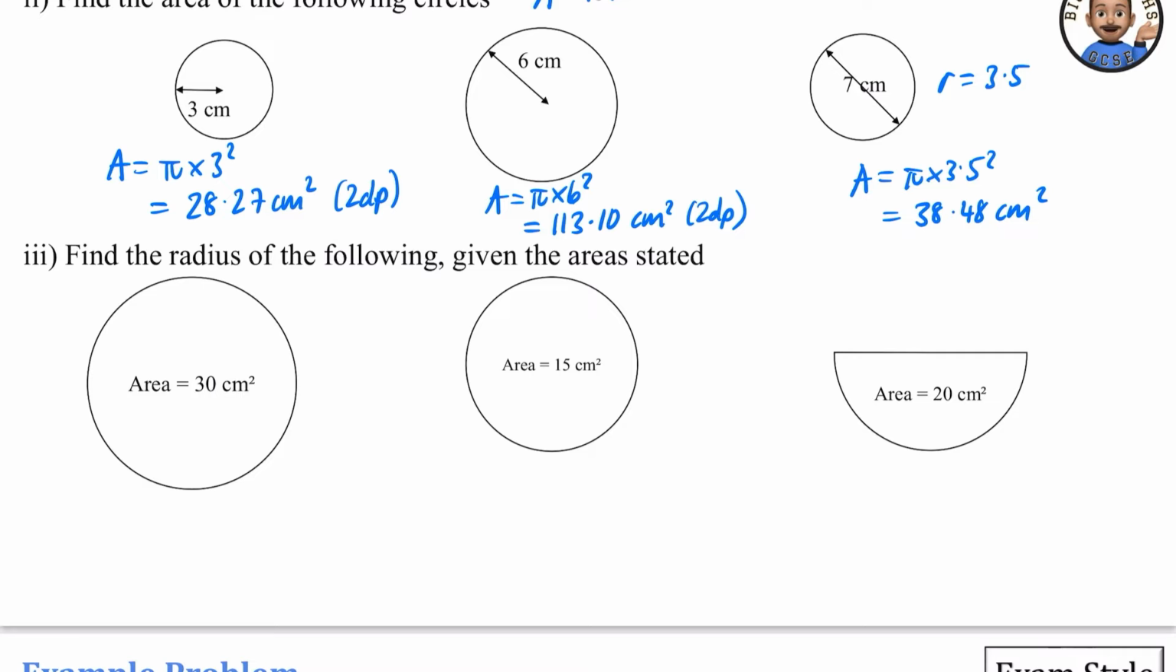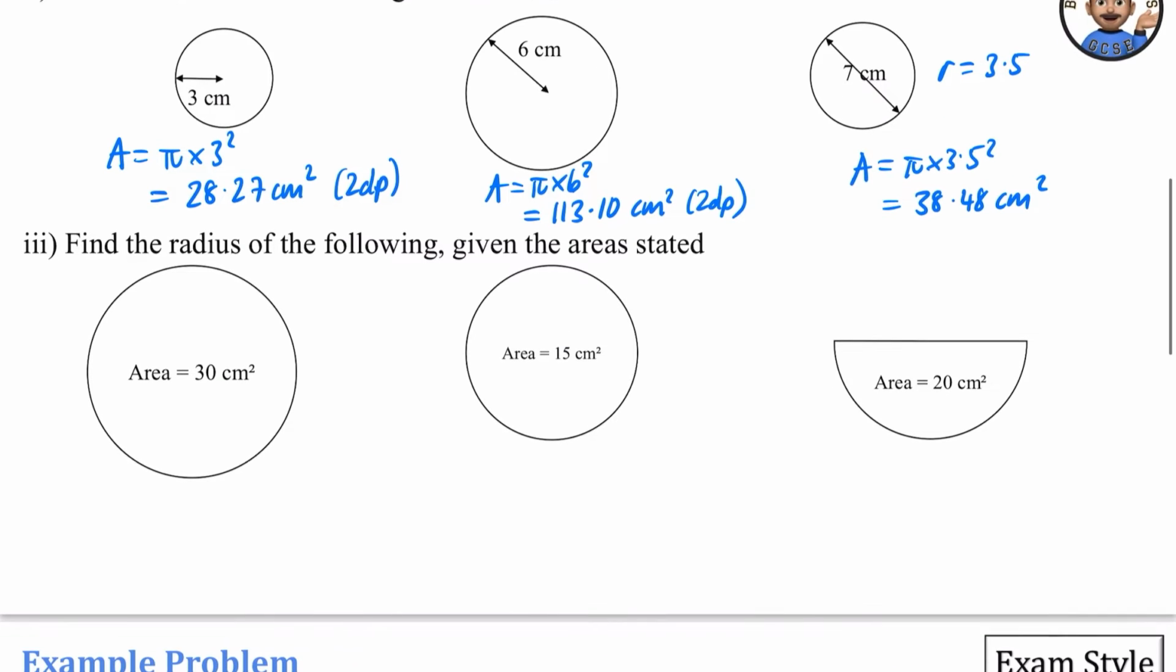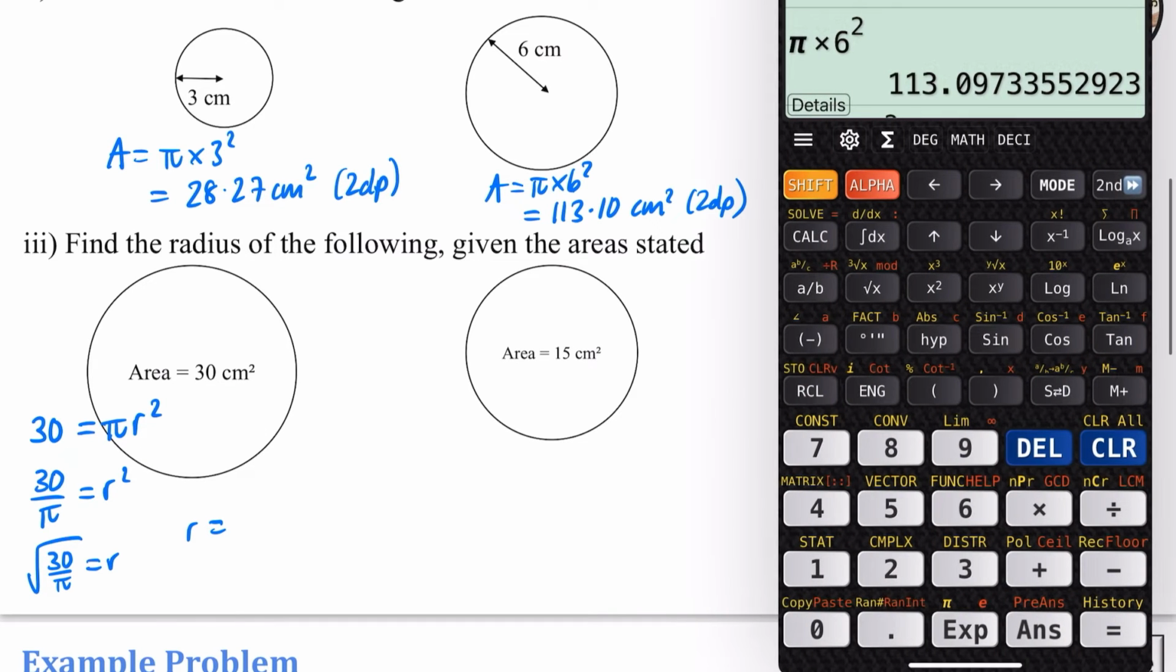So if the area is 30, I'm going to be using this formula that we've got to try and find the radius to work backwards. The area is 30, and I'm going to try and find out what the radius is. So I'm going to divide by pi so that I get the radius squared, and then I'm going to square root the whole thing to find out what the radius is. So I'm just going to put that straight into my calculator.